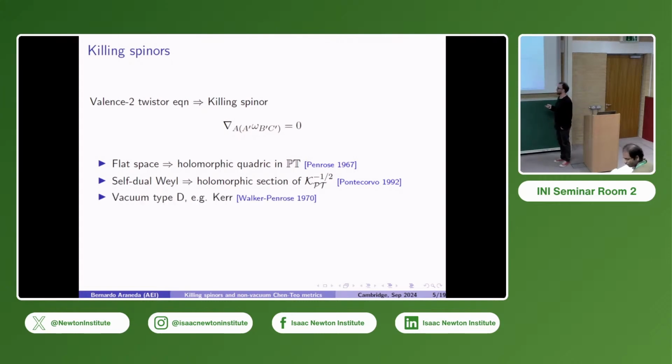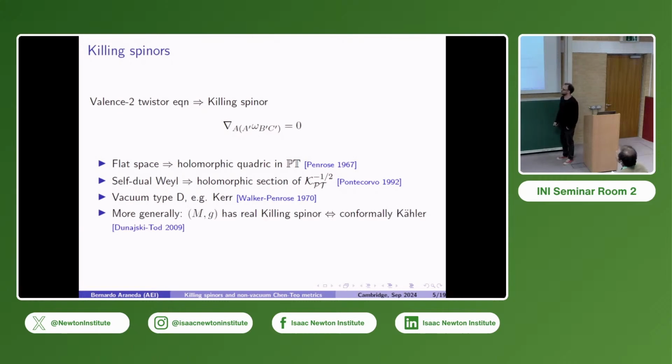But the interesting thing is that the Killing spinor condition does not require the Weyl curvature to be self-dual. So it is a bit more general. In particular, if you have a vacuum Petrov type D space, such as Kerr, then you have a Killing spinor. This is usually referred to as the hidden symmetries of Kerr. And this was found by Walker and Penrose, and related to this Carter constant. Exactly, the Killing spinor gives you a Killing-Yano tensor and a Killing tensor, and eventually the Carter constant.